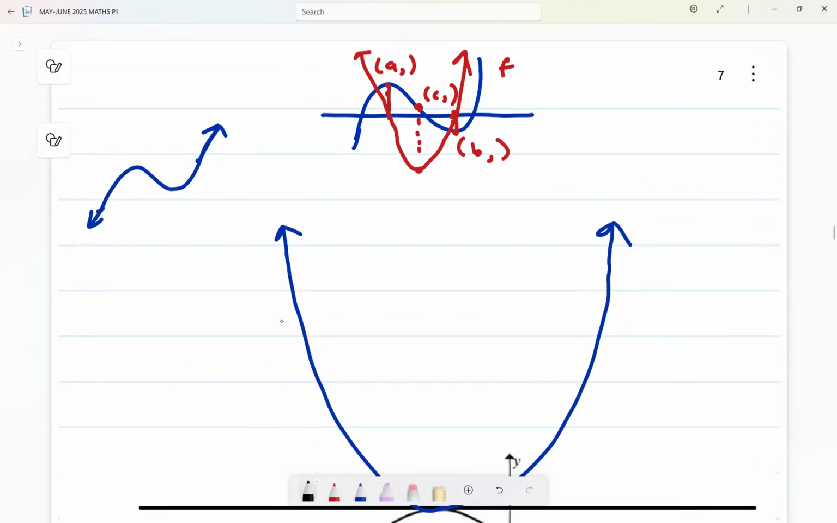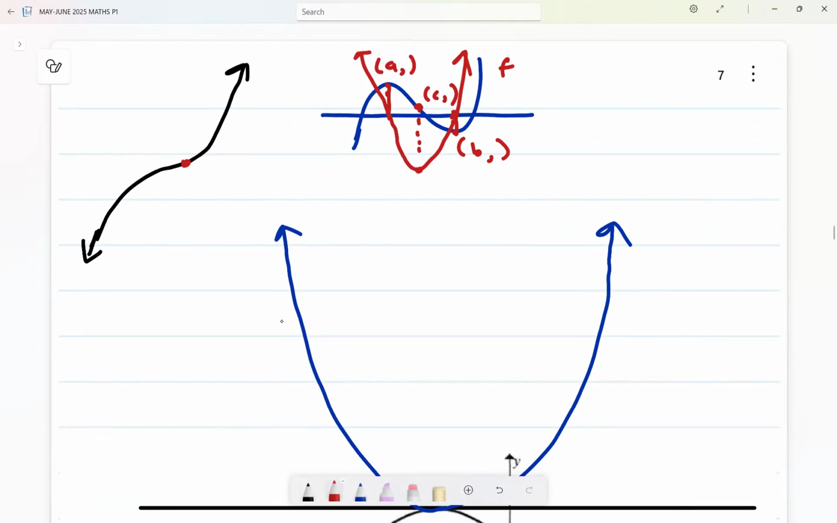If it does not have any x-intercept, it means my cubic function does not have stationary points. It means my cubic function is going to look like this. It's going to be this graph that does not have turning points. But the point of inflection here, we will have.